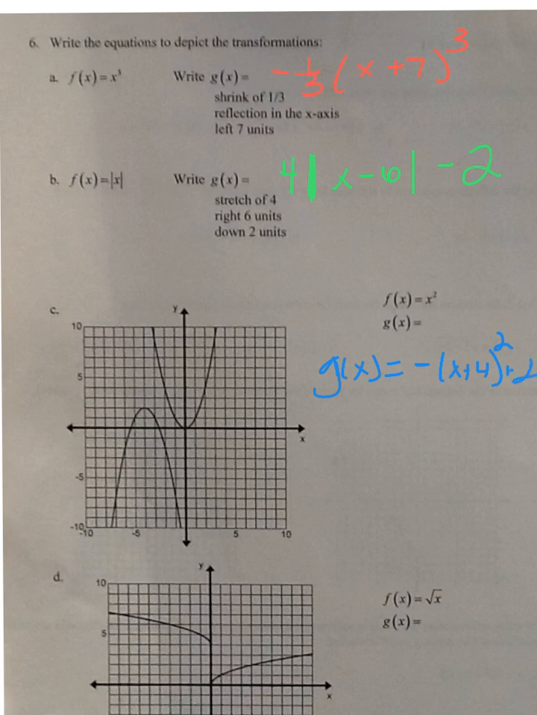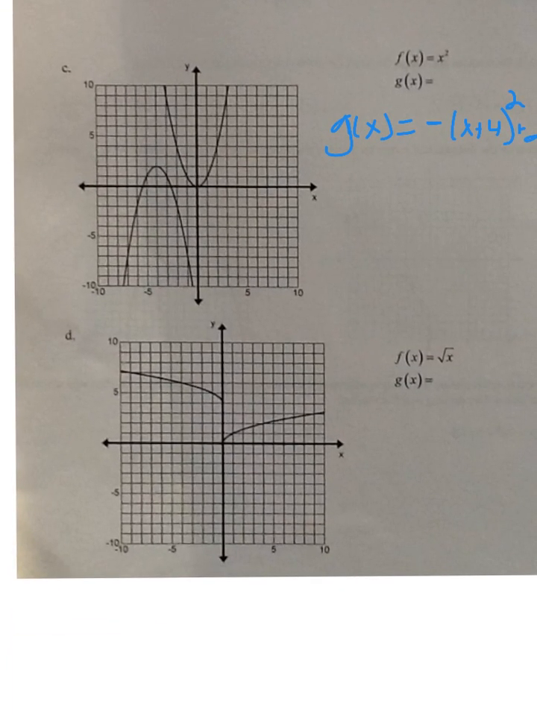All right, and let's take a look at D. D is a reflection over the y-axis, which means it changes x to its opposite, so it's going to be negative x like this. And then it is up 1, 2, 3, 4. It's up 4. So that goes on the outside, plus 4, not underneath that radical. Okay, that was 6.